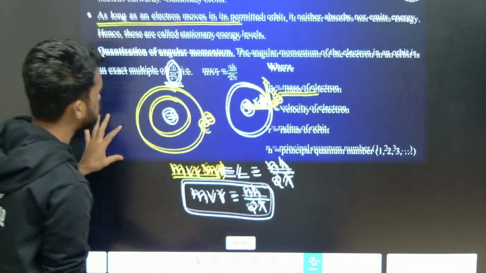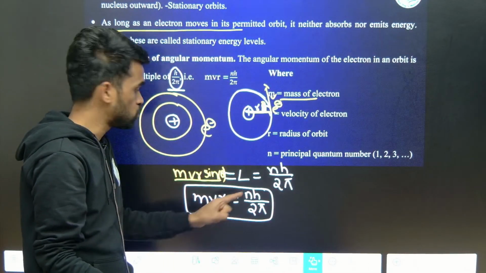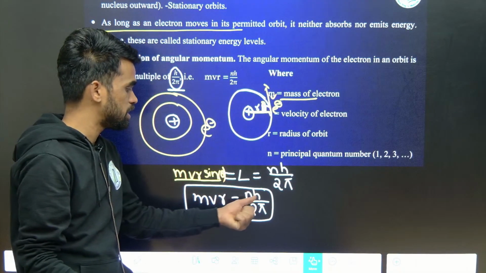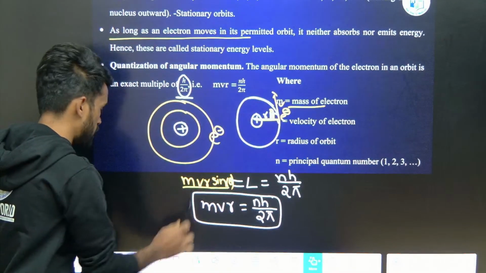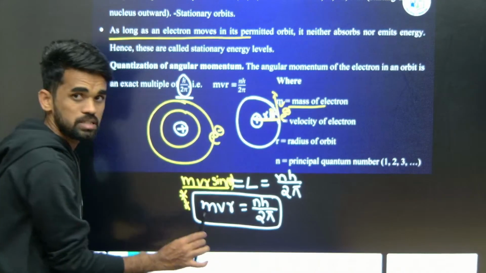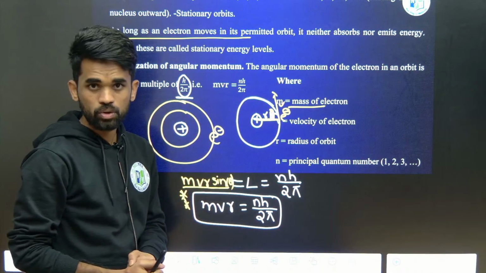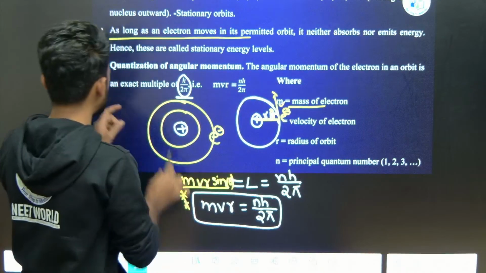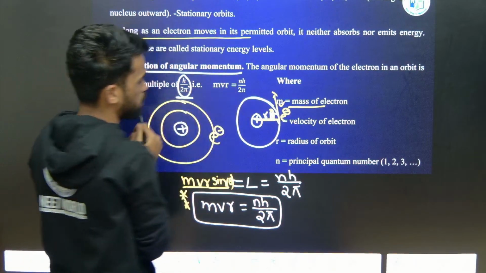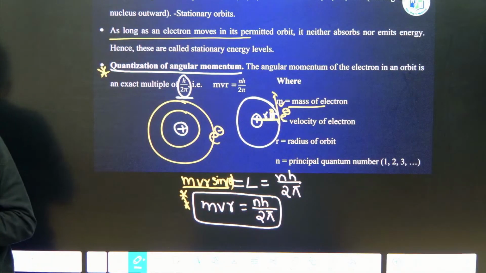Only those circular paths are allowed whose angular momentum is equal to an integral multiple of h by 2 pi, that is mvr equals nh by 2 pi. You need to write this one point to get one mark out of those 8 marks. It means this must be present in the paper, then only you will get your marks. This is a very important point. What is the name of this point? Quantization of angular momentum.